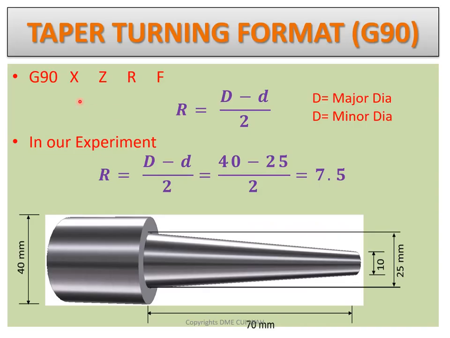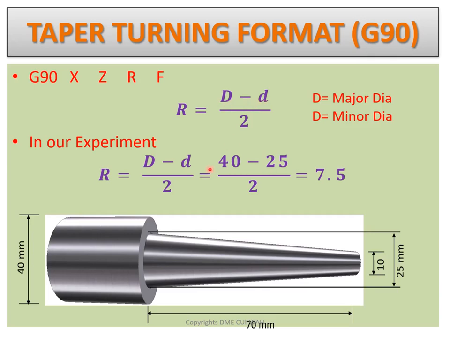Now we will discuss the G90 code used for taper turning format. This G90 code is the same as we used in previous lectures. We used it for facing cycle, we used it for step turning and turning cycle. Now what is the difference here? This new value is the difference here. What is R? Now R is capital D minus small d divided by 2. This capital D is major diameter and this small d is minor diameter. What are the major and minor diameter?